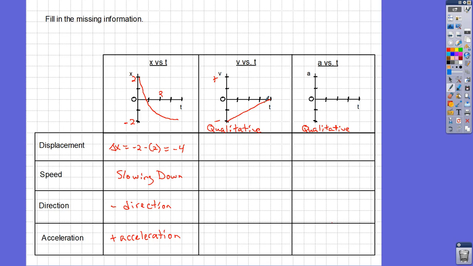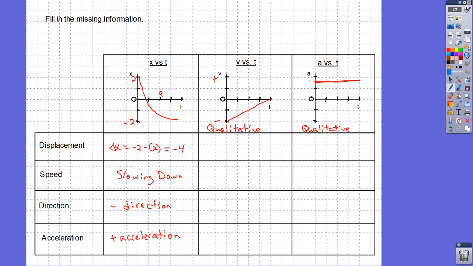Okay, and then for the acceleration graph, this is again qualitative, so we want constant positive acceleration. So it'll be a horizontal line in the positive area, and that's all you have to do for that. Alright, so that's a quick review of kinematics. Now let's talk about dynamics.